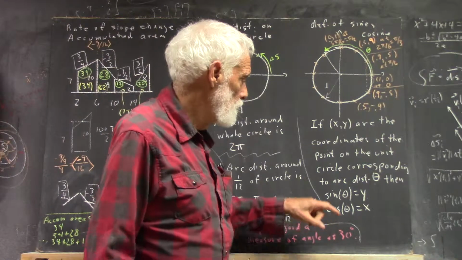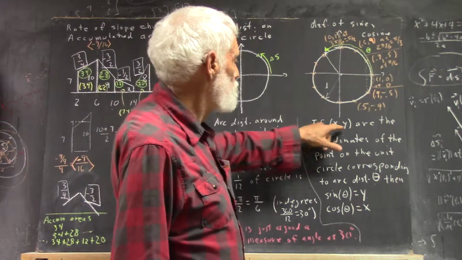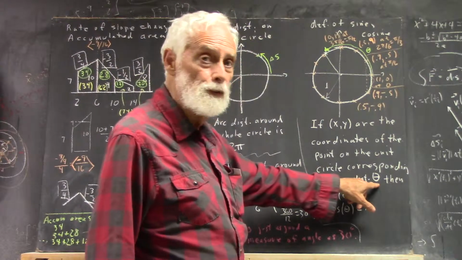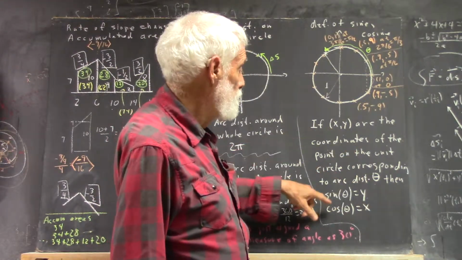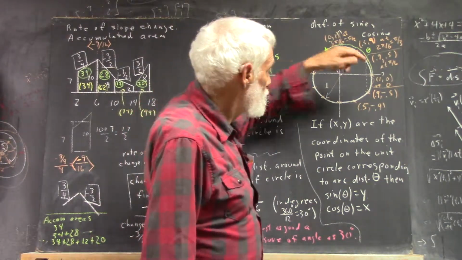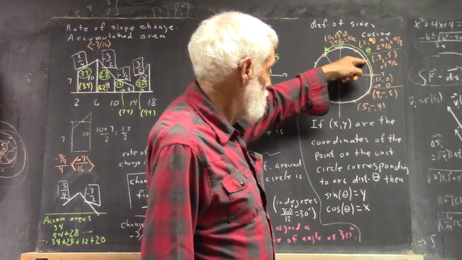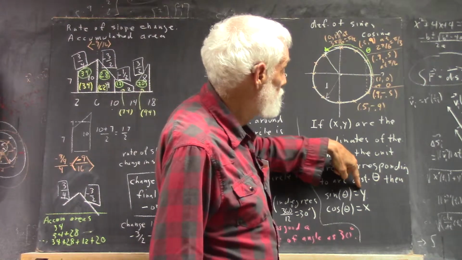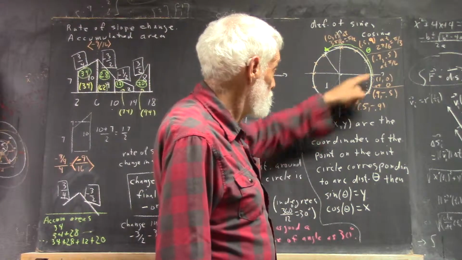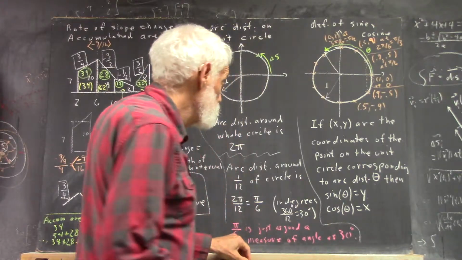Okay, anyhow, our definition then of sine theta and cosine theta is if x and y are the coordinates of the point on the unit circle corresponding to arc distance theta, then sine of theta is y, cosine of theta is x. So for this point, the arc distance is pi over 6. So we say that the sine of pi over 6 is the y coordinate of this point. That would be 0.5. The cosine of pi over 6 would be the x coordinate of this point, which would be 0.9. There's our definition of sines and cosines.